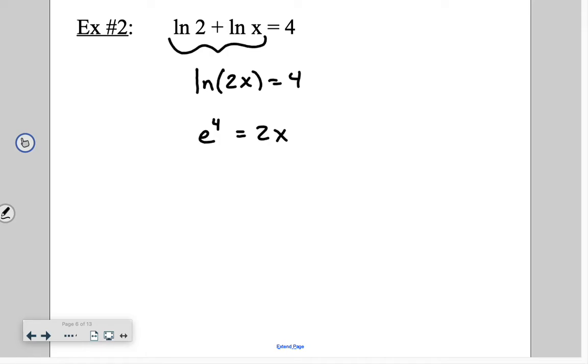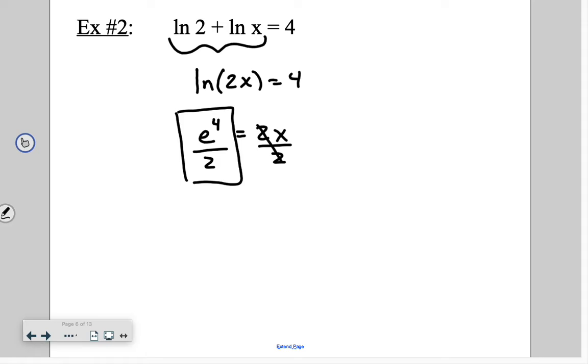In order to get x by itself, all you've got to do is divide by 2. And this is why I said this could be on either the calculator or the no calculator part. You could just leave the answer like this: e to the 4th divided by 2. That's fine. That's the exact answer.